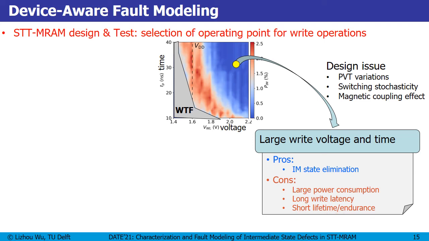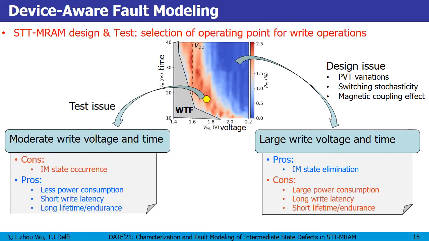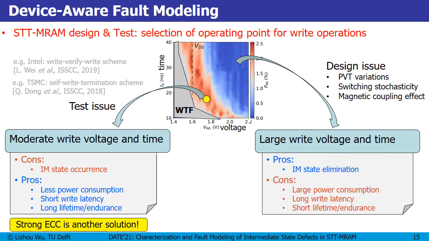You can also move the operating point to the middle area. This means moderate write voltage and time. And now you can see the cons on the right side become pros on the left side. But in this case, we need to come up with a test solution to read out memory cells with intermediate states. Another solution is that you can use strong ECC to tolerate memory faults caused by intermediate states. You can also take a look at designs from Intel and TSMC. Basically, they all use moderate write voltage and time. To sum up, intermediate state defects can be a design issue or a test issue depending on your specific design and operating point. So these two aspects are actually an important trade-off.